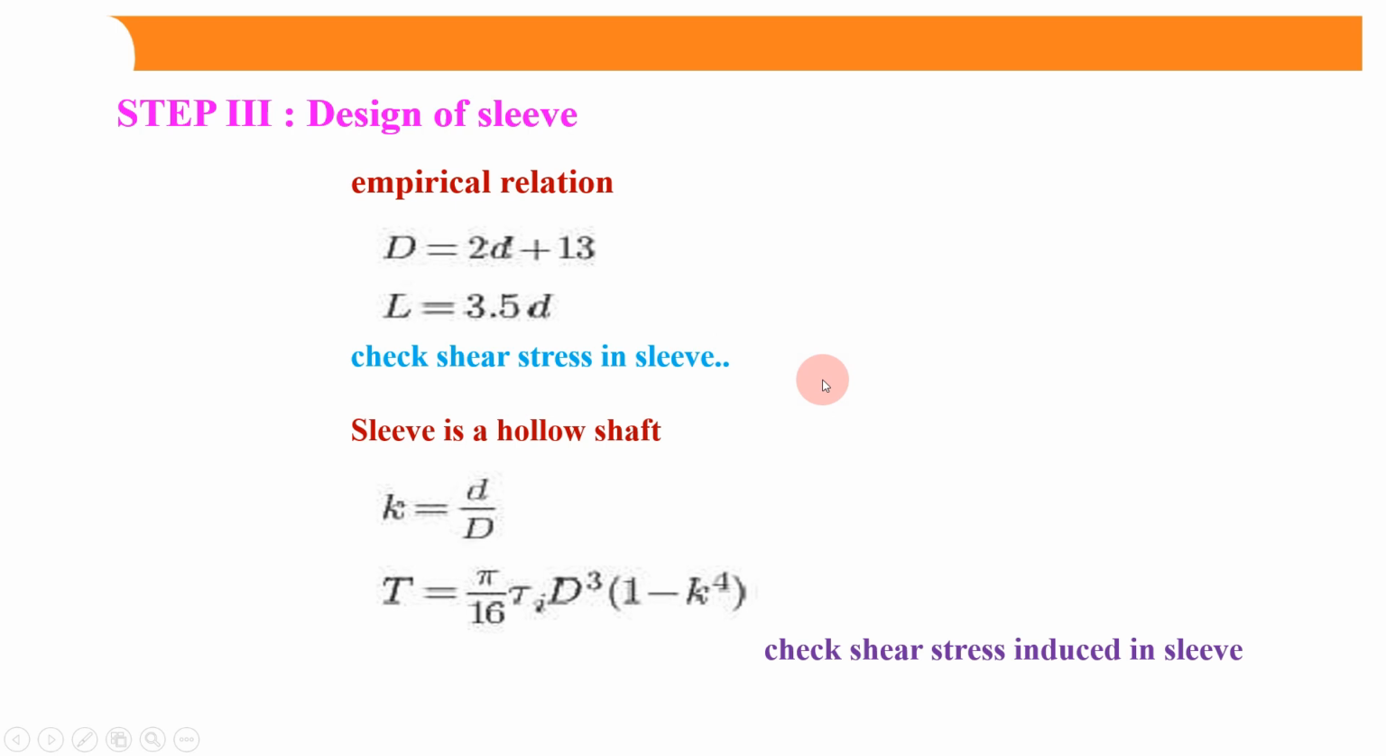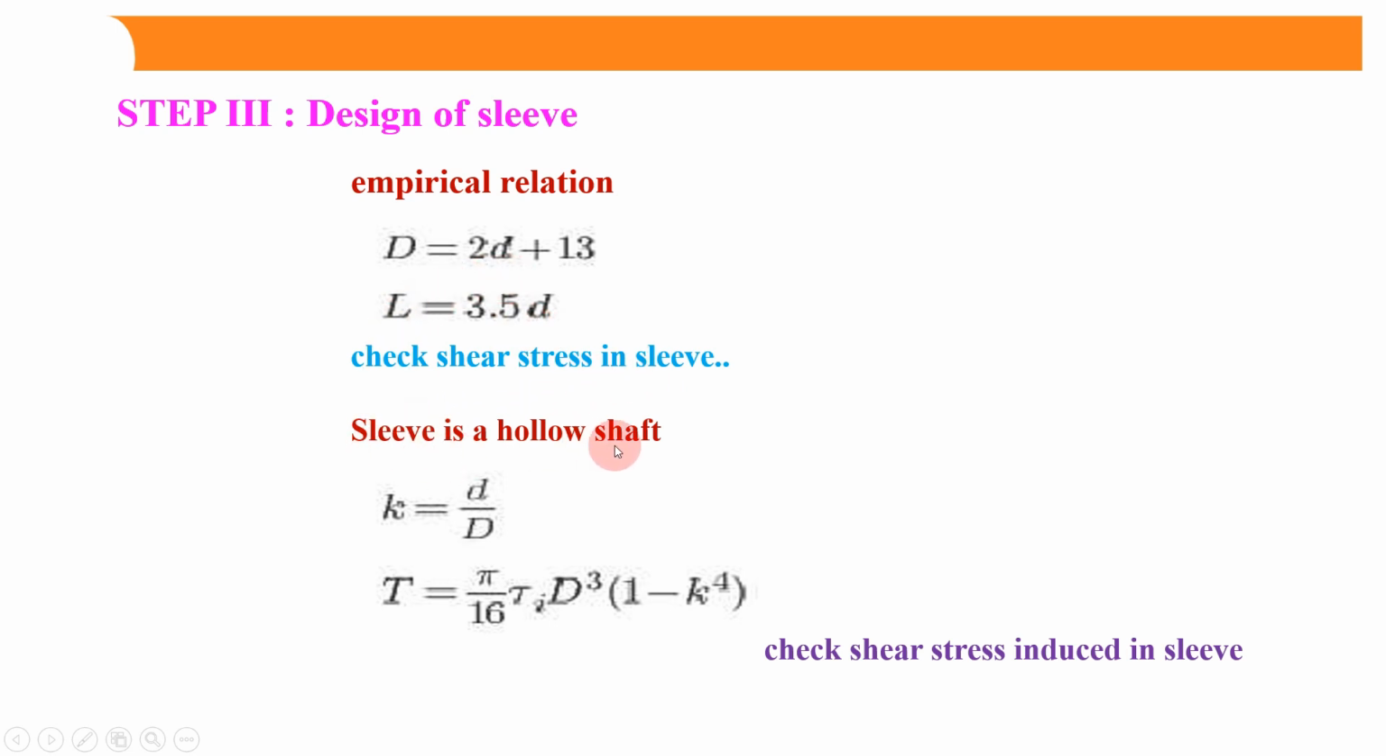Step number 3 is design of sleeve. Now see how to design a sleeve. There are some standard empirical relations given to us, that is capital D is equal to twice d plus 13, and capital L is equal to 3.5 into d. Then we need to check shear stress in sleeve by this relation.